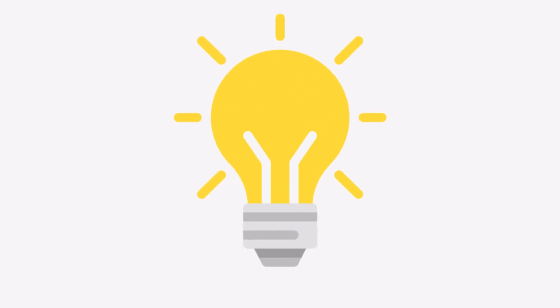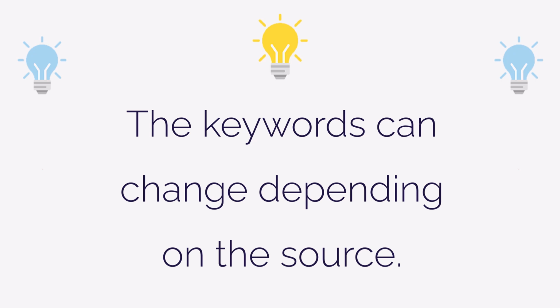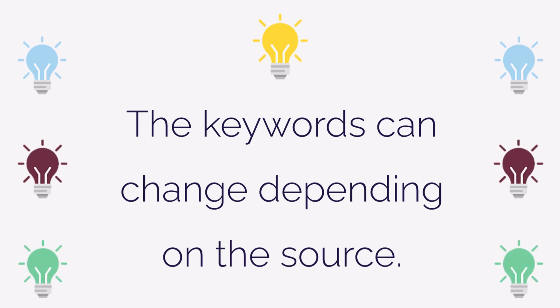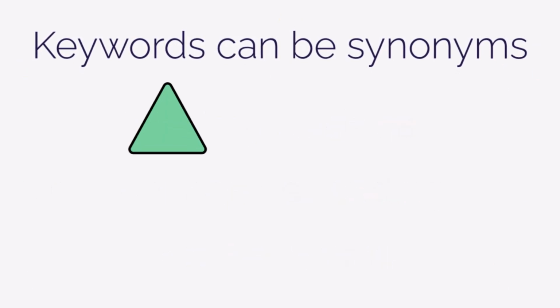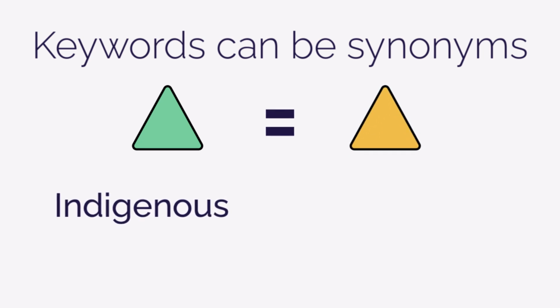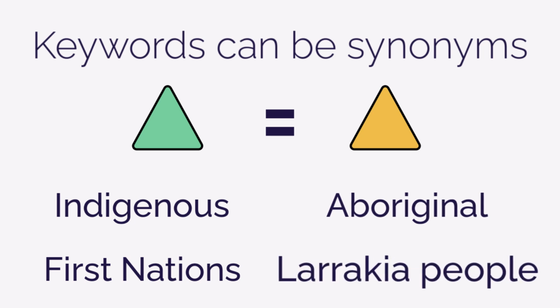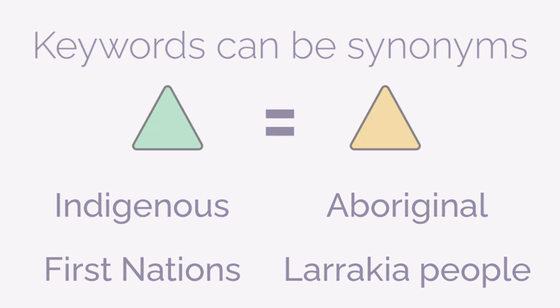Now that you've got your main keywords, it's important to understand that the same idea can be described using different words depending on who wrote it, where they're publishing, and even when the resource was made. First off, some keywords are synonyms, different names for the same concept. For example, you might use Indigenous, First Nations, Aboriginal, or the name of a specific group, like the Larrakia people.